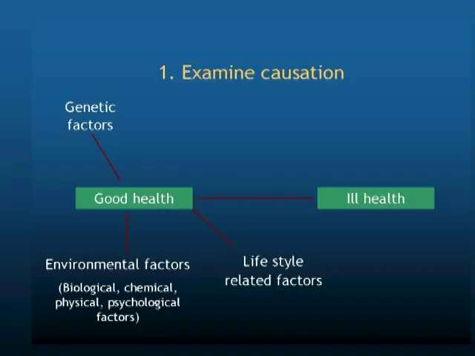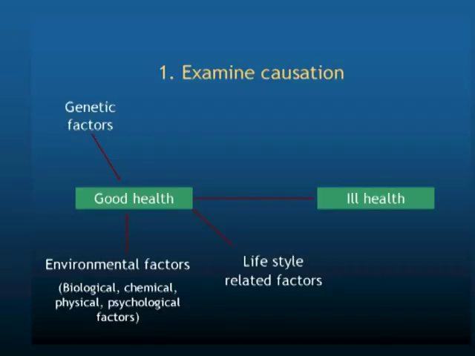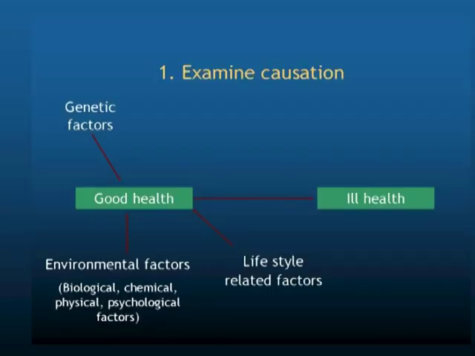Examine the causation. Somebody has good health and he becomes ill. From good health, he transforms to ill health. What happens? It could be due to some genetic factors, could be due to some environmental factors, could be due to his lifestyle. And examine which had caused good health to turn into ill health. This is one of the uses of epidemiology, to examine the causation.